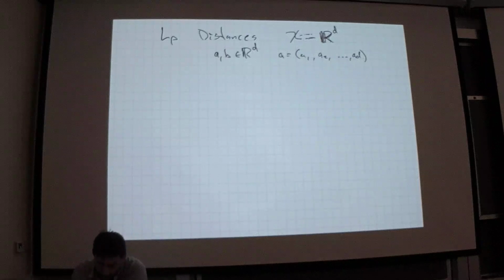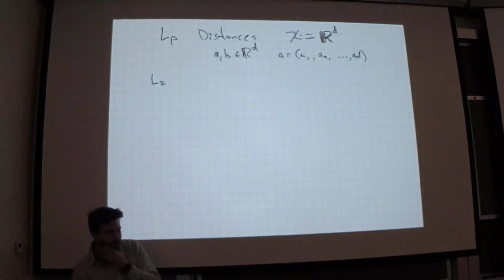Okay, so now if we're looking at this, we often think of distance, the most common distance. Okay. I think I figured out what the problem was.